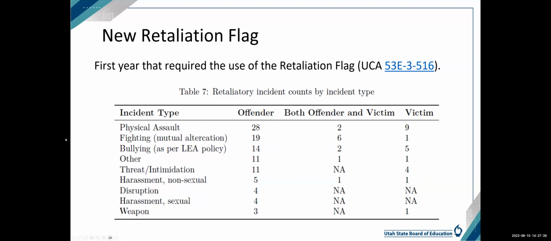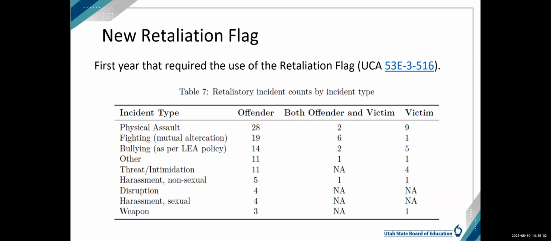We also have a new retaliation flag that was required. These are ordered by the highest count by offender. You'll notice the numbers are interesting, where you can have 28 offenders, 2 that are both an offender and victim, and then 9 students that were a victim of physical assault.